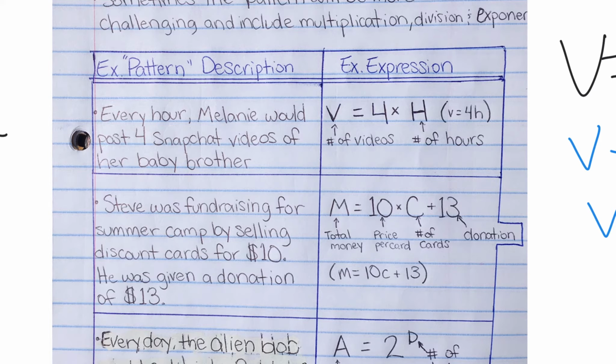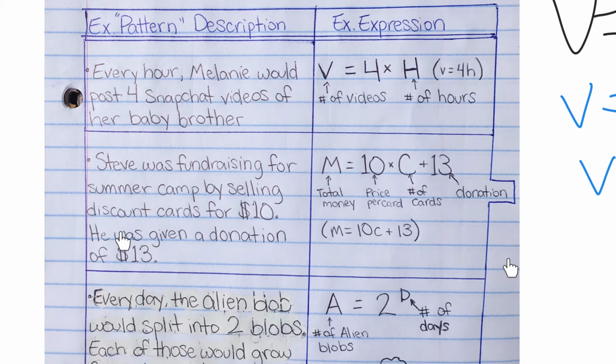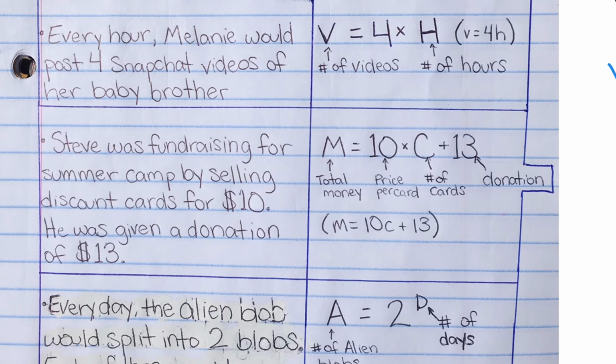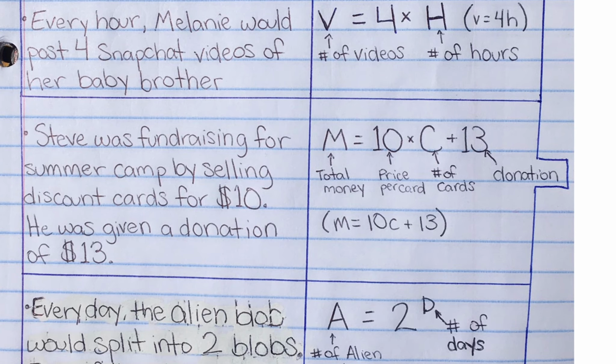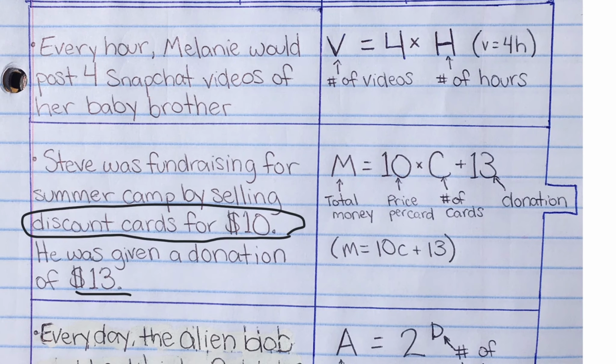Let's drop down here because sometimes you don't just have multiplication expressions, but you'll have multiplication expressions combined with an addition or subtraction problem. So we'll read this one. Steve was fundraising for summer camp by selling discount cards for $10. He was given a donation of $13. Okay, so we know that there are two parts to this pattern. It's going to be $10 for every discount card, and it's going to be plus $13. So every time he sells one discount card, he gets $10.